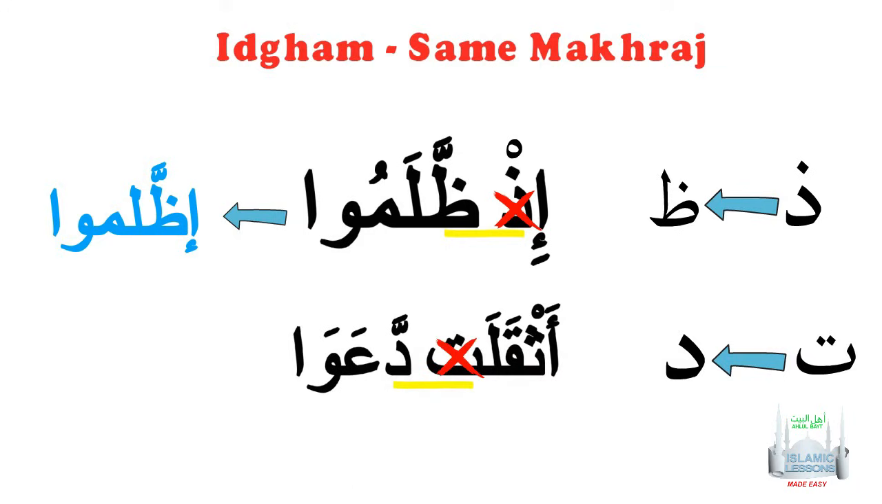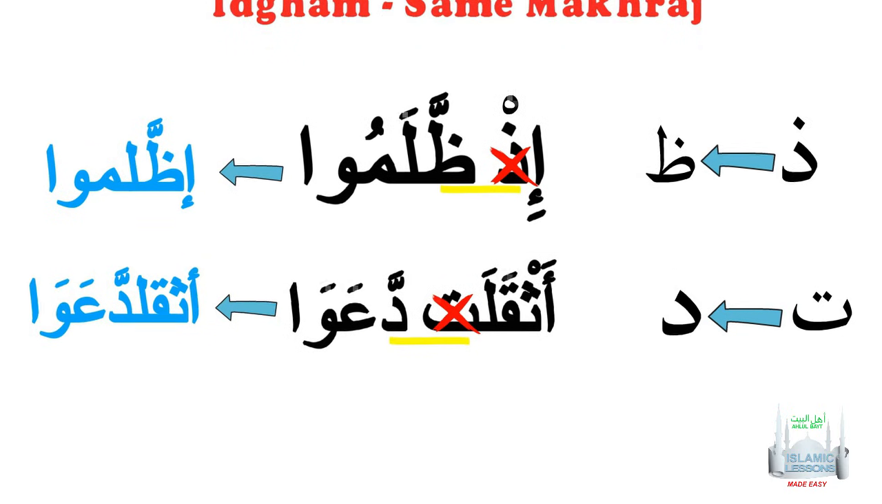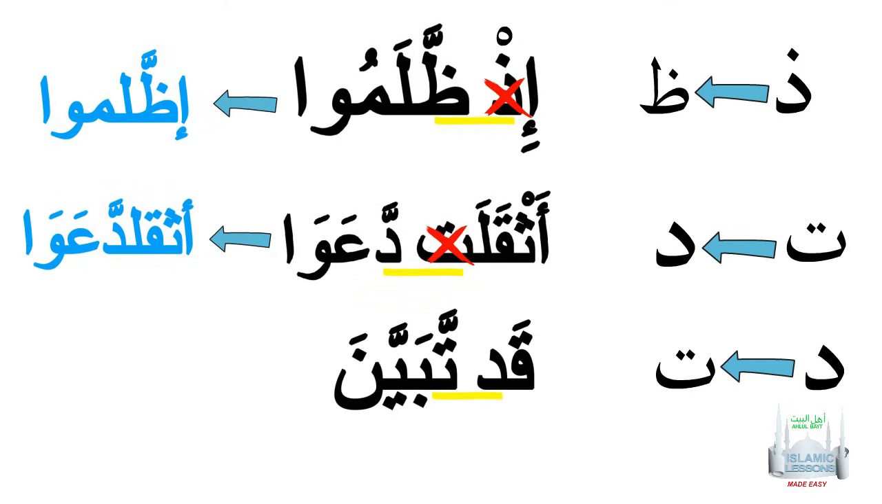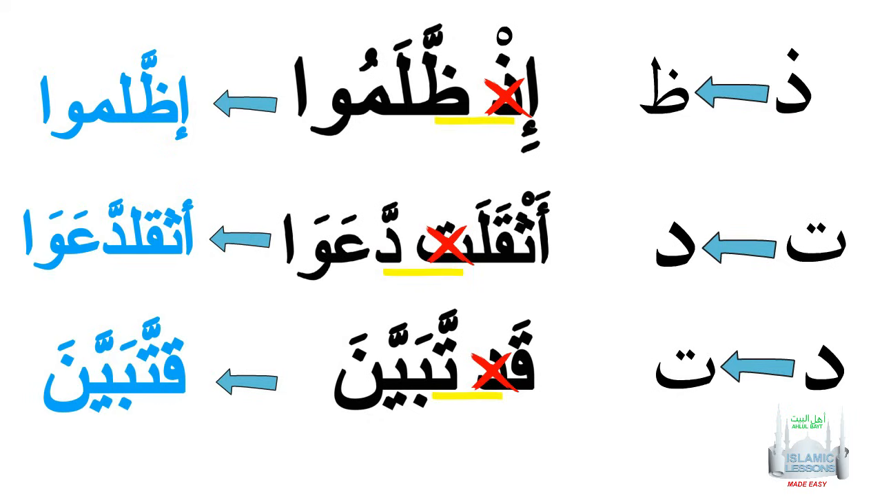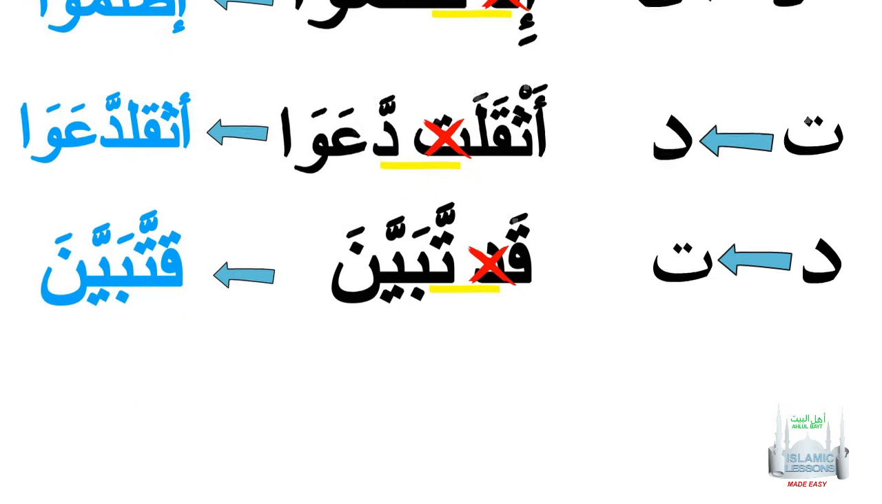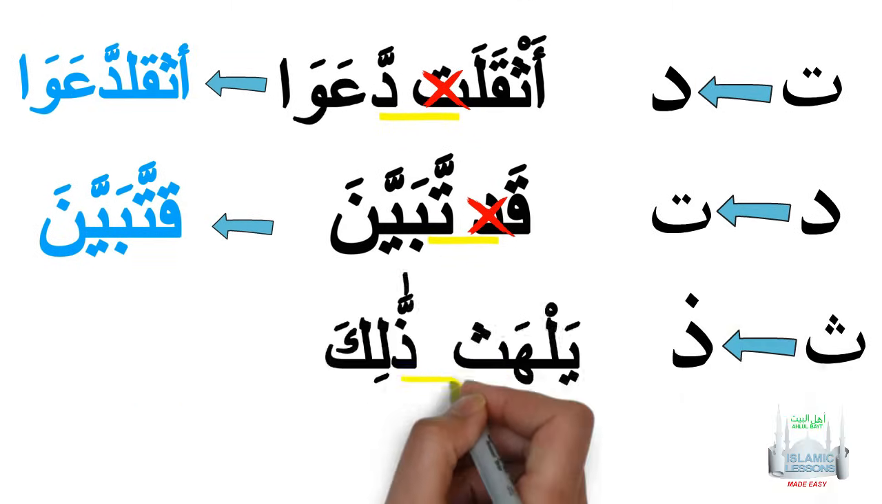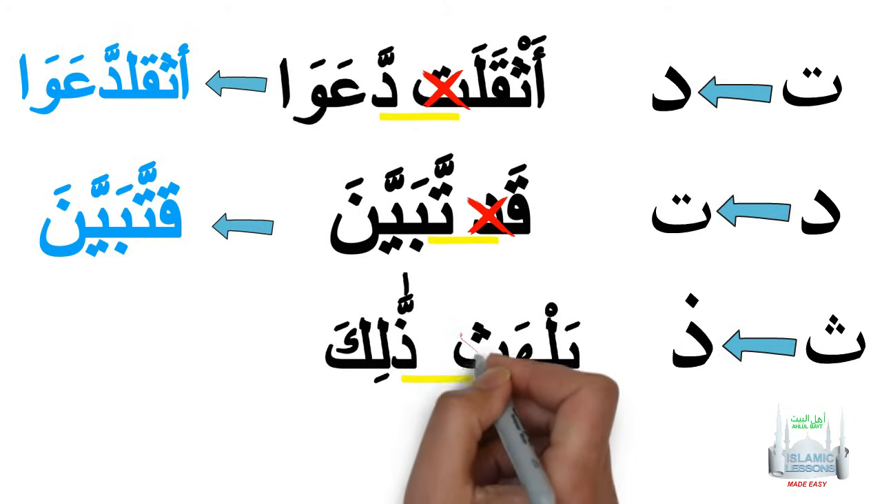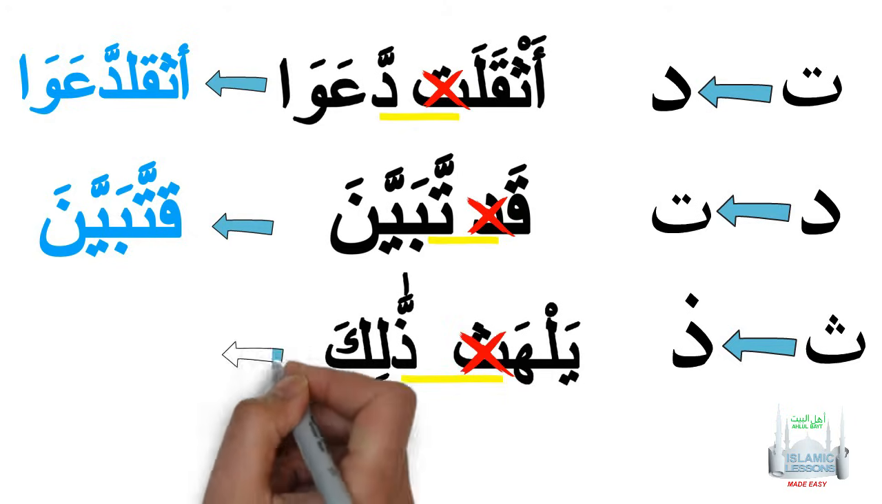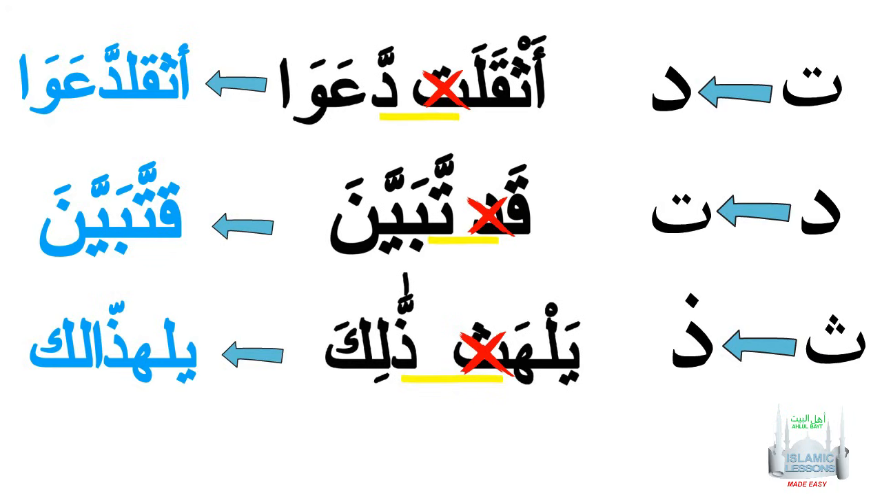The ta gets dropped and is read as أثقلت دعوى and not أثقلت دعوى. The dal is dropped in this example and is read as قد تبين and not قد تبين. Merging also happens to the tha and the dhal. The tha gets dropped and is read as يلهث ذلك and not يلهث ذلك.